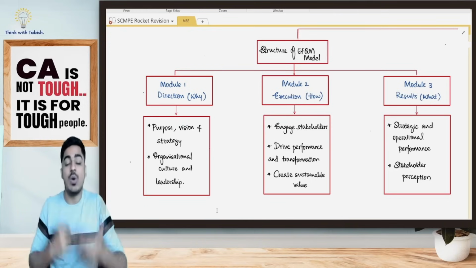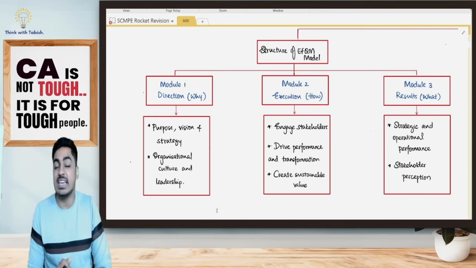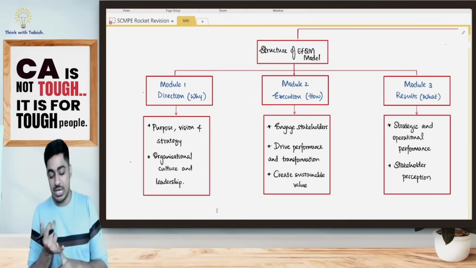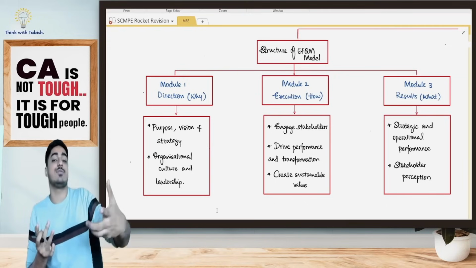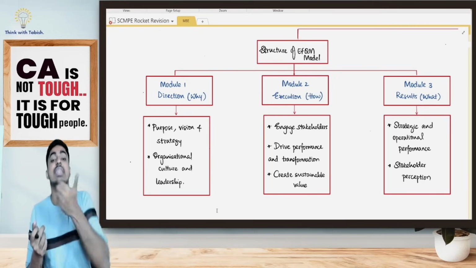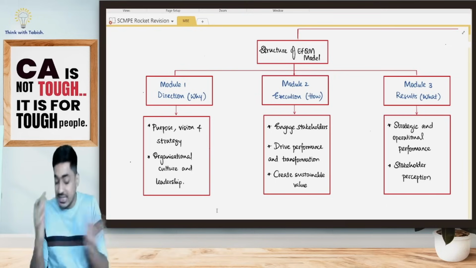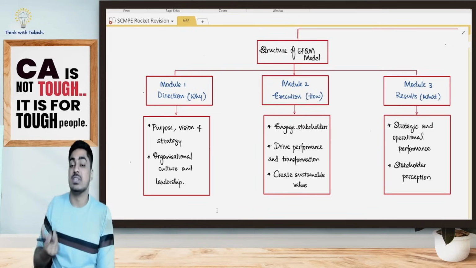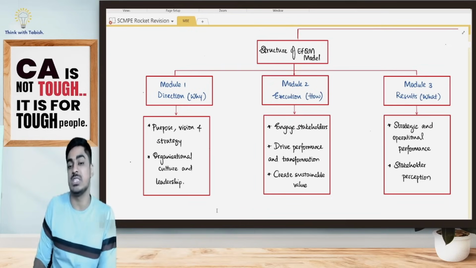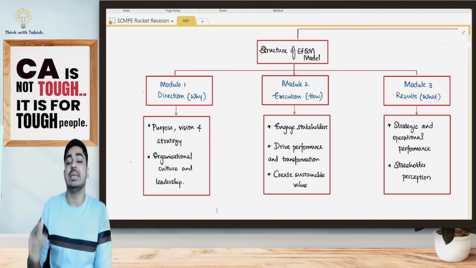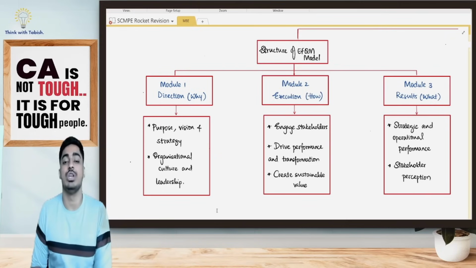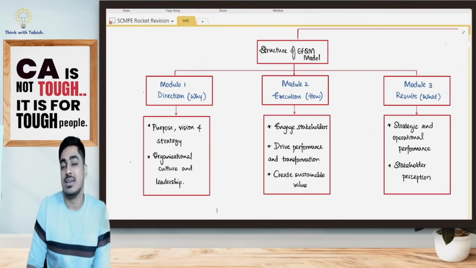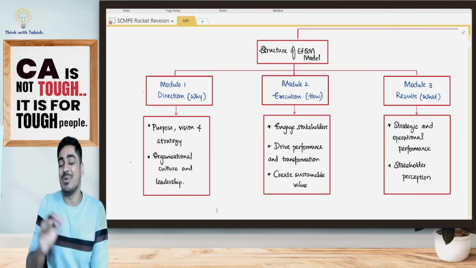Next, how am I going to achieve excellence? That is my execution. First, engage all your stakeholders, know what they want. Based on that, drive transformation. Based on that, create a sustainable value. I've done this. Once I've done this, what will I get? Ultimately, results. Firstly, my strategic and operational performance will improve. Point number one. Secondly, my stakeholder perception will change. Is it clear, everyone?